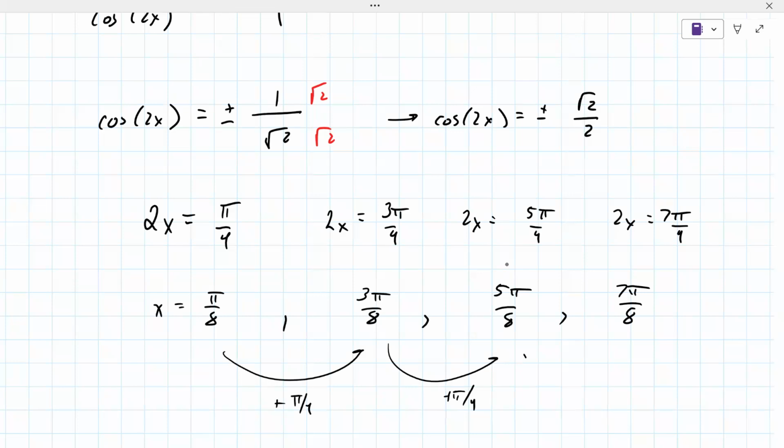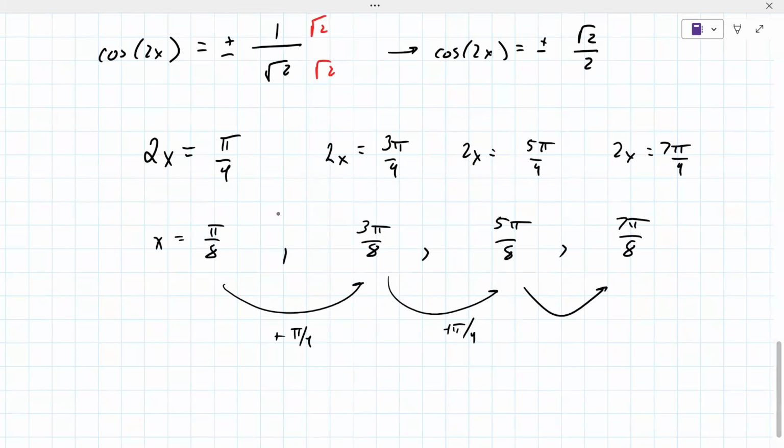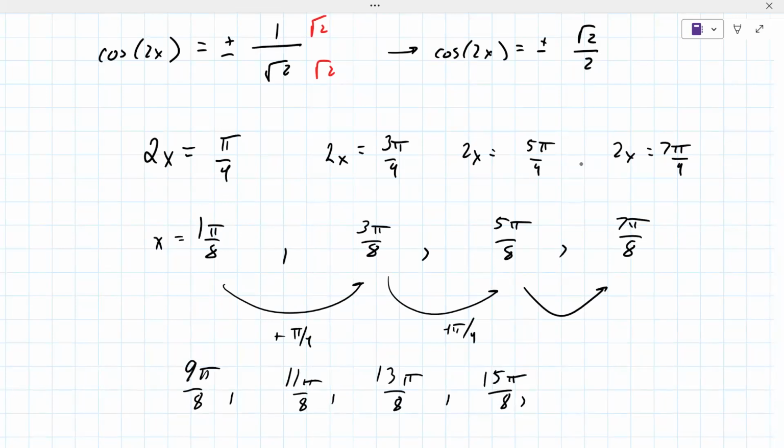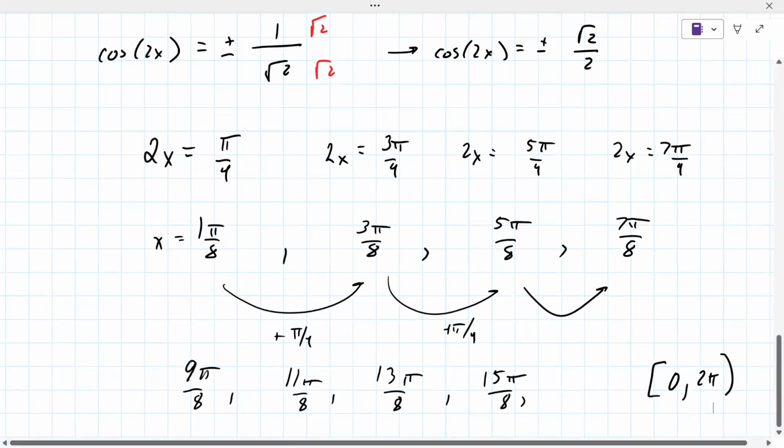So that means you got to keep going. You can see the pattern, 1, 3, 5, 7. There's also 9 pi over 8, 11 pi over 8, 13 pi over 8, and 15 pi over 8. And you might wonder, well, where do you stop? Well, you stop when you're outside of this interval. This is just right up next to it.